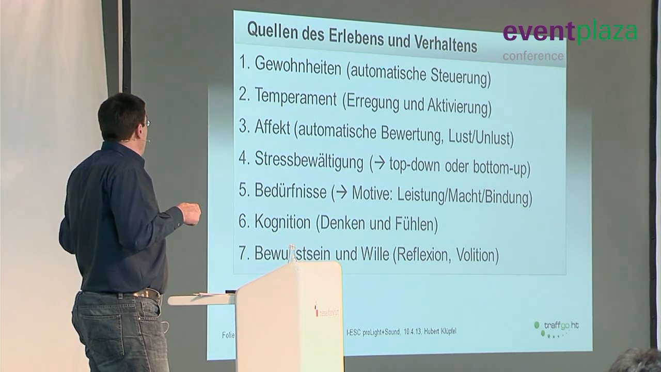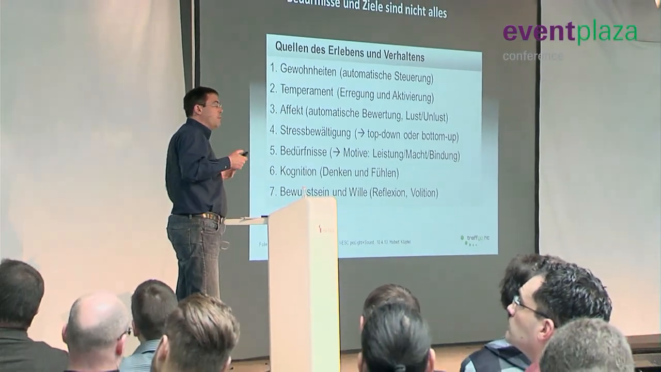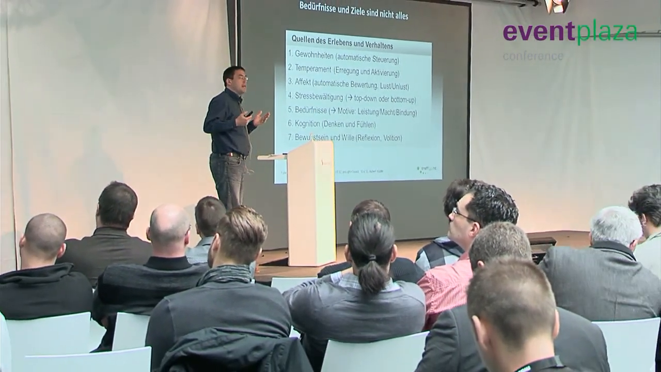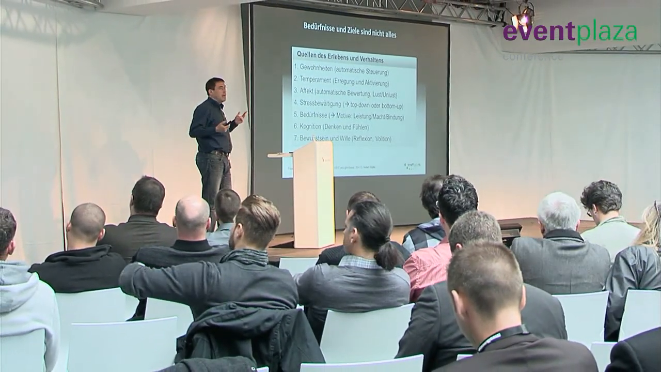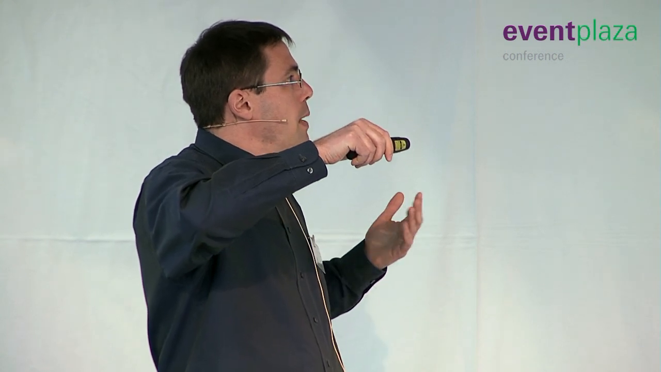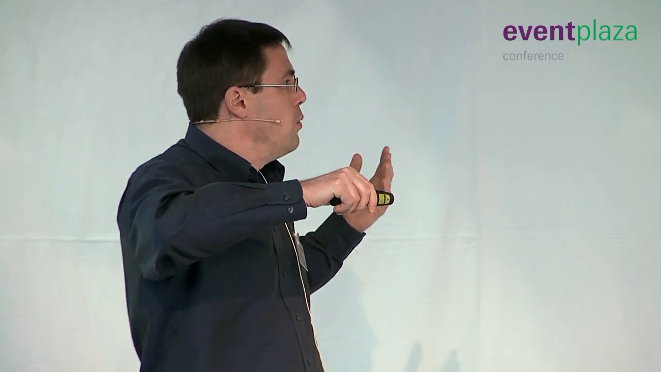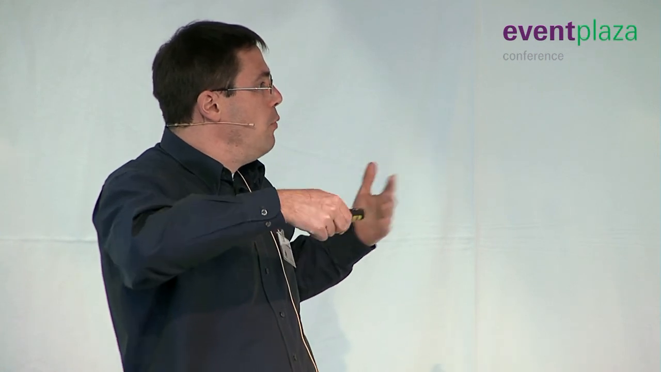And then there are the sources of experience and behavior. I had mentioned the needs of people. In motivational psychology, you will encounter motives such as performance, power, and affiliation, or links with other people. But sometimes we also have to deal with habits, with temperament, with the heat of the moment. Sometimes people behave differently if highly emotionalized.